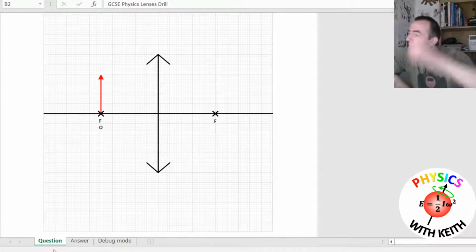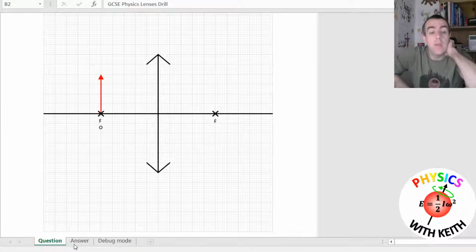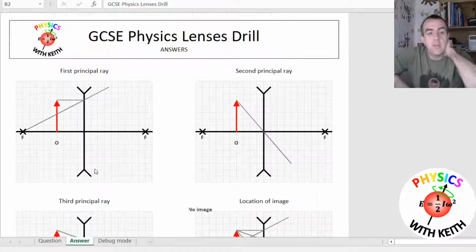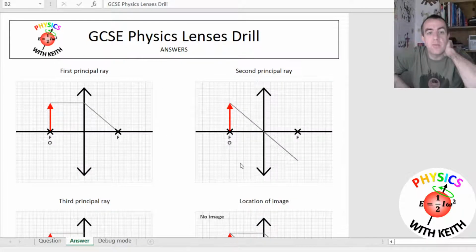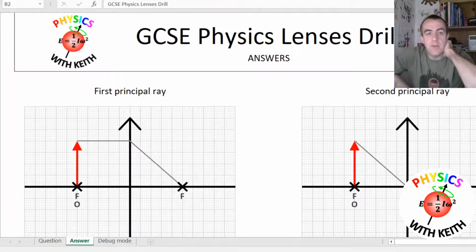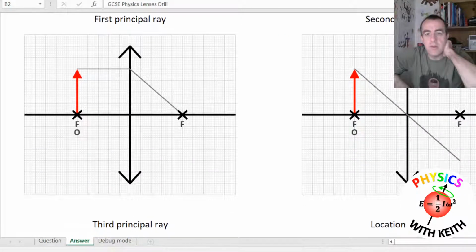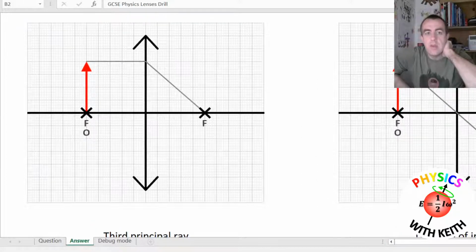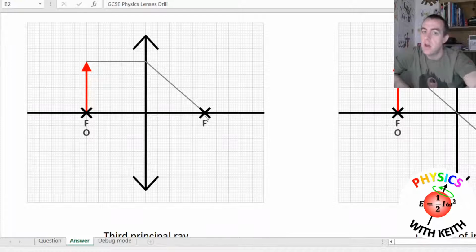Okay, so what I'll do, I'll show you the answers, and then you can have a go at some more questions. If I click on the Answers tab, it shows you each of the principal rays drawn one by one, which I thought was a nice little thing to add. Scroll down a bit and you can see the first principal ray, which goes parallel to the principal axis, then through the far focal point. You could continue drawing that, it wouldn't matter.